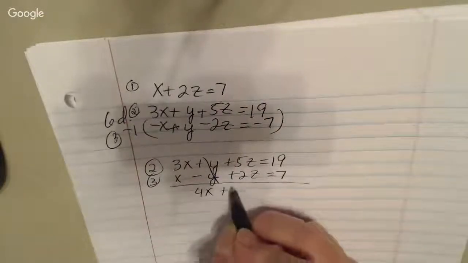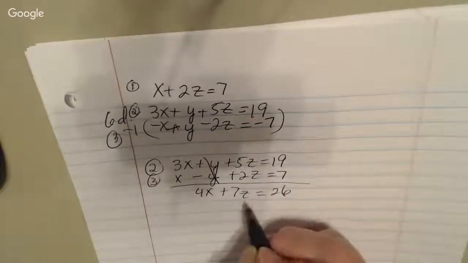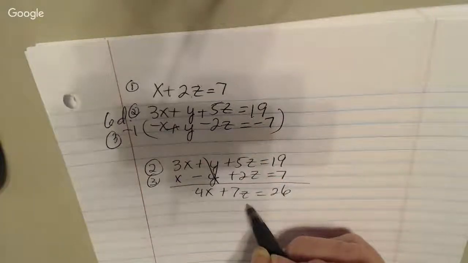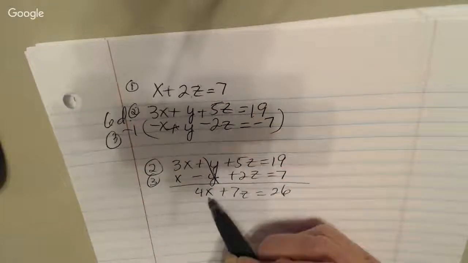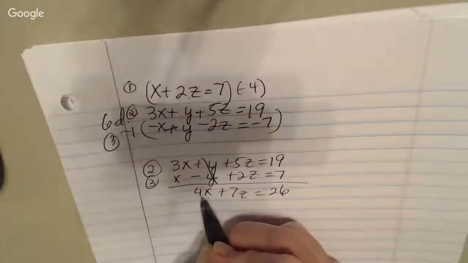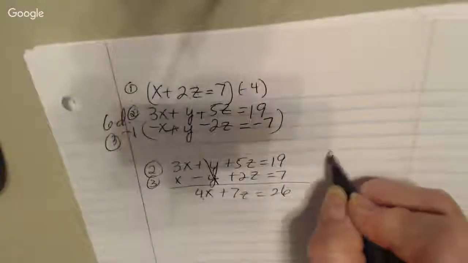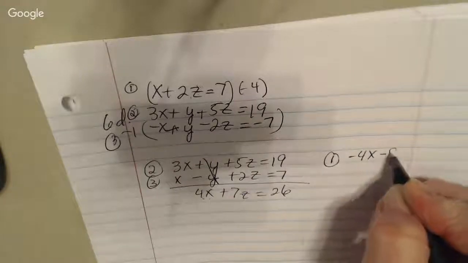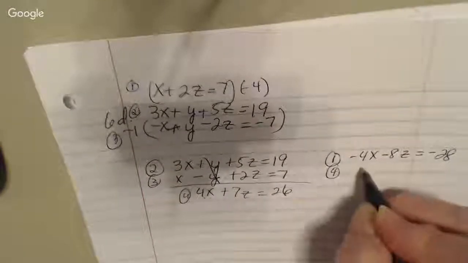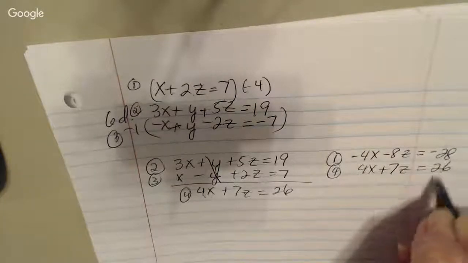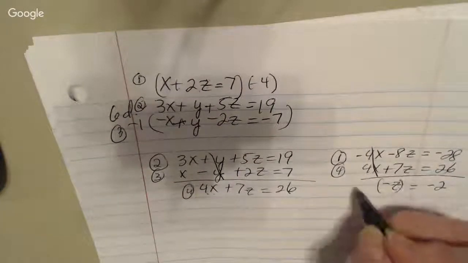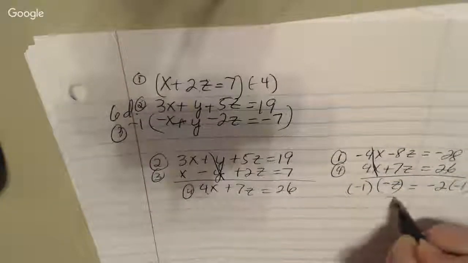I get 4x plus 7z equals 26. So I already have now 2 equations that have just x and z. And that's really nice. So I want to maybe cancel the x. So multiply this by negative 4 so I can cancel this. So what I'm going to get when I multiply this by negative 4, this is my equation 1, negative 4x minus 8z equals negative 28. And then this is my equation number 4 I created here. I've got 4x plus 7z equals 26. These cancel. Here I get a negative z equals negative 2. Multiply both sides by a negative 1. And I get z equals 2.